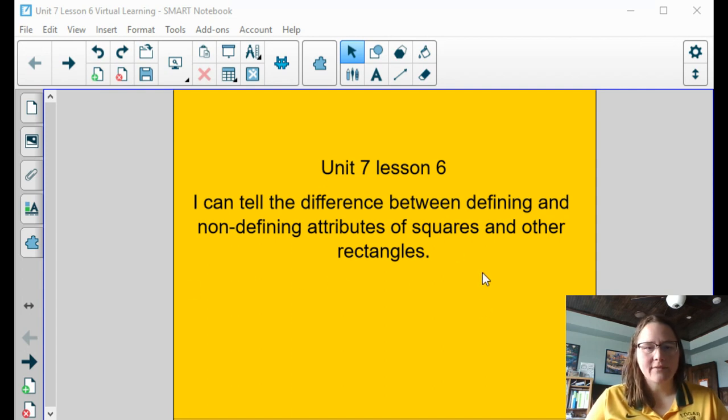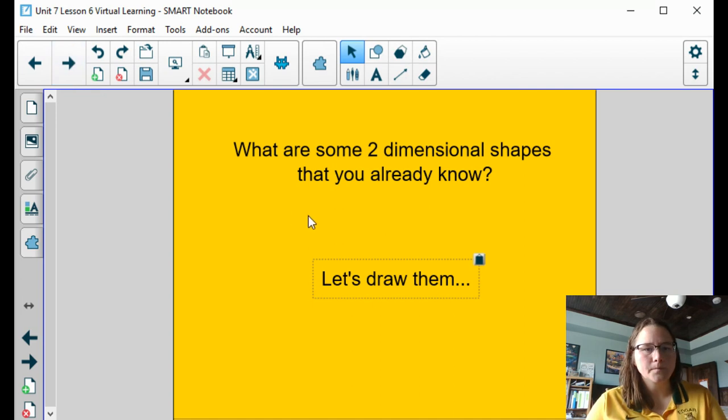So that's a lot. There's a lot of big words in there. So you're going to be able to say, boys and girls, I know this is a square because, and you're going to tell me why. And there's key parts that make a square a square and a rectangle a rectangle. Let's learn about them now.